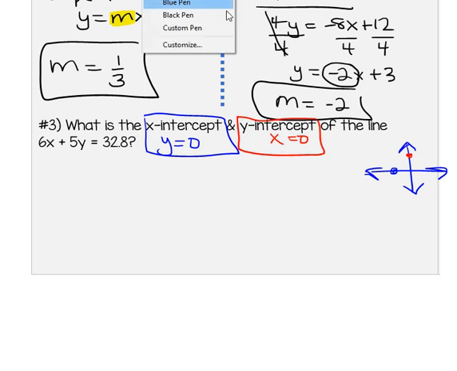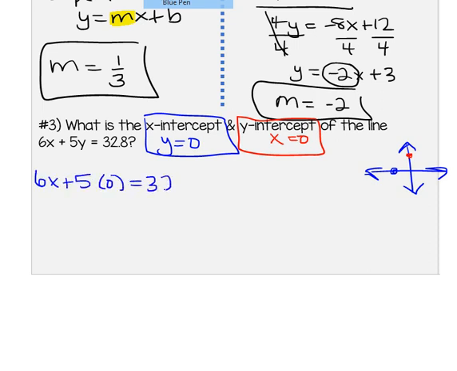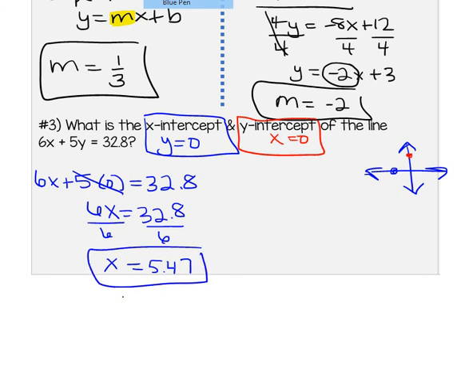I'm going to start with the x-intercept first. So I'm going to plug in 0 for y. When I do that, that entire term cancels because anything times 0 is 0. So I'm just left with 6x equals 32.8. We divide both sides by 6, and I end up with 5.47 after I round. So there is my x. If you want to write it as a coordinate, it would be (5.47, 0), depending on how they ask for the answer.